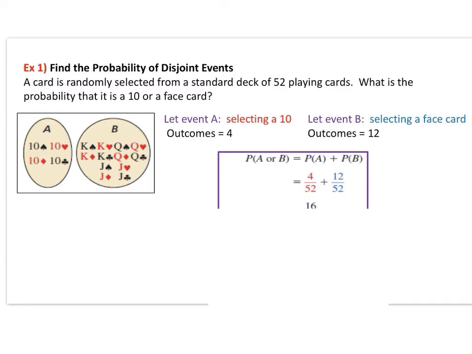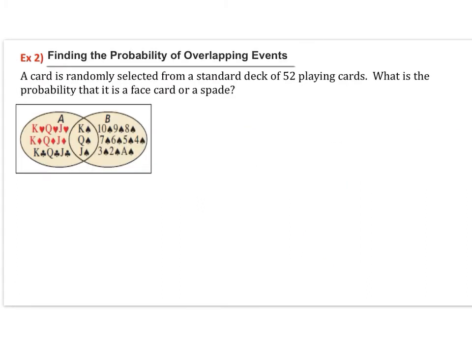Since we have a common denominator, we don't need to find a common denominator. We just add the top numbers. So the numerators add to be 16. Keep the denominator 52. Simplify always your fractions, which is 4/13, which converts to decimal .308. So the probability of a 10 or a face card is 4 out of 13 or decimal .308.